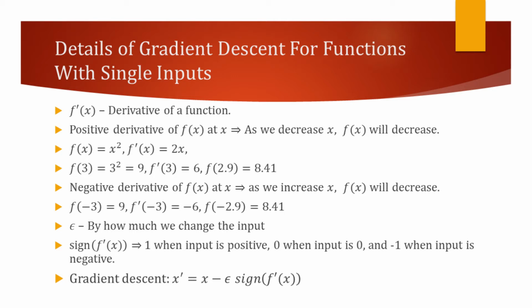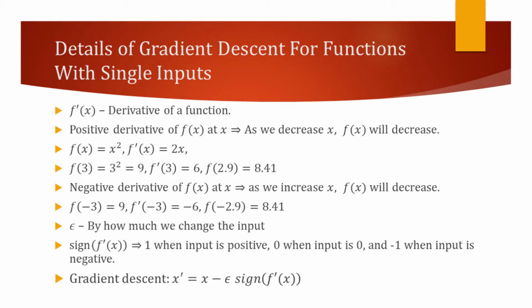First is the derivative. When the derivative of a function at some point x is positive, as we decrease its input, the value of that function decreases. For example, consider the function that squares the input. The derivative of this function will be 2 times the input. When the input to this function is 3, the output is 9. The derivative at that point is 6. Since the derivative at that point is positive, if we decrease the input, the output will decrease as well.